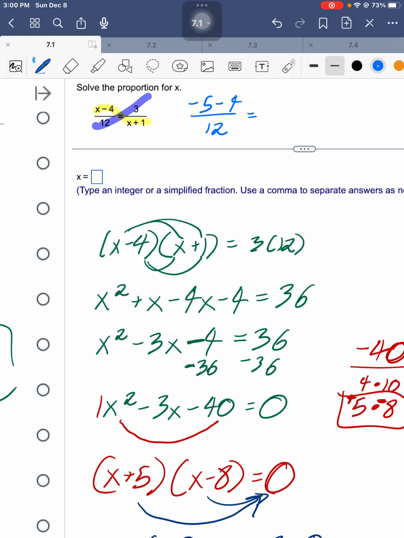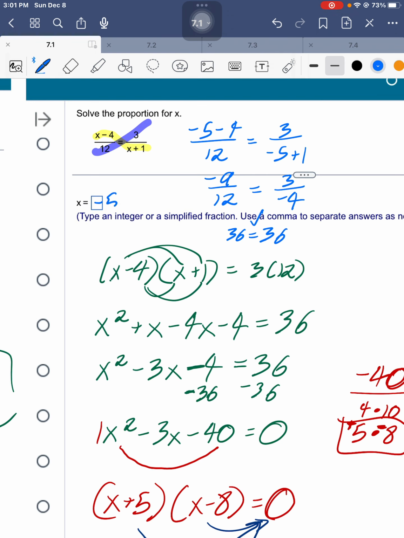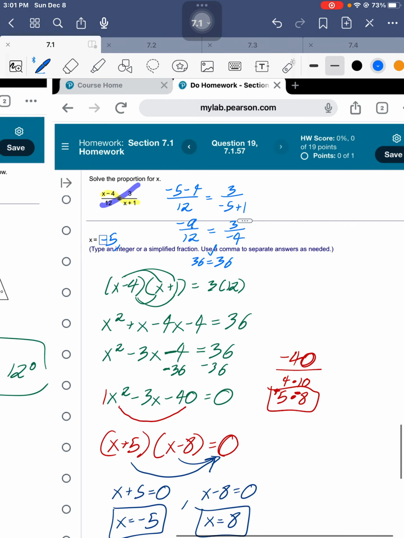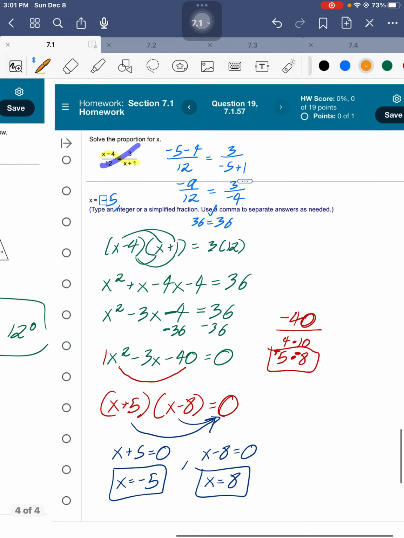So negative 5 minus 4 over 12 is equal to 3 over negative 5 plus 1. Negative 5 minus 4 is negative 9 over 12, and you're going to have 3 over negative 4. So let's cross multiply and see if we do get a true proportion. Negative 9 times negative 4 gives me 36. And what is 3 times 12? 36. So this is a true proportion. This x value makes it a true proportion, so I know that one of my answers has to be negative 5. Let's put a comma just in case there's another one.